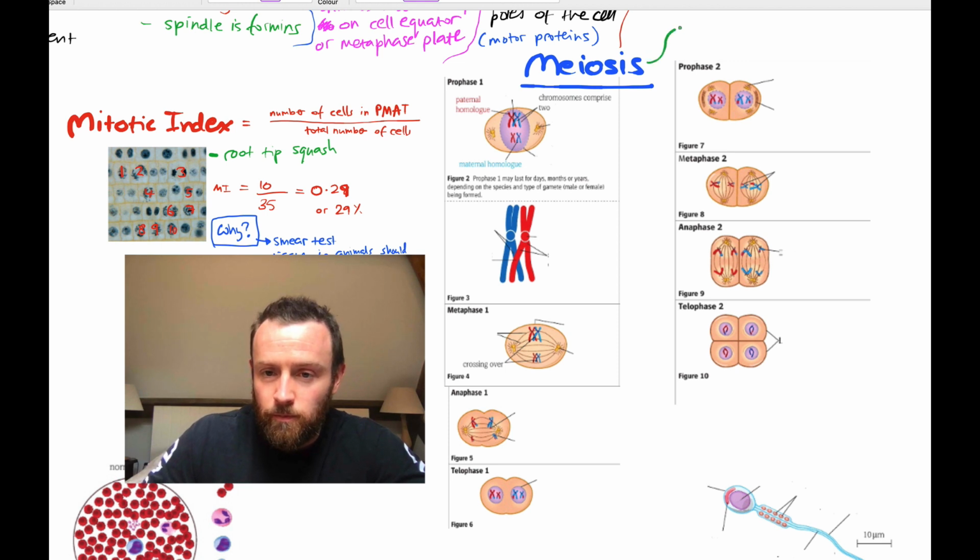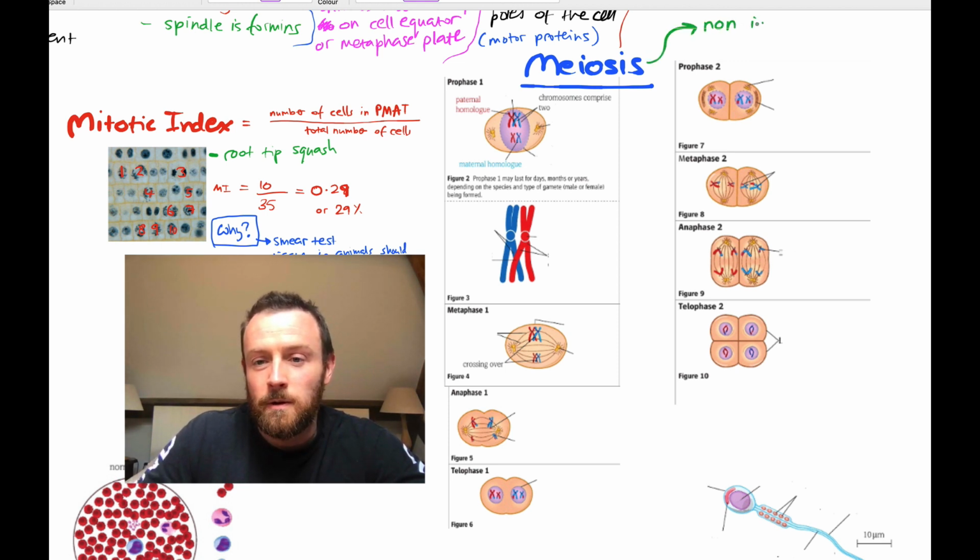So meiosis produces non-identical cells. It produces gametes for sexual reproduction.